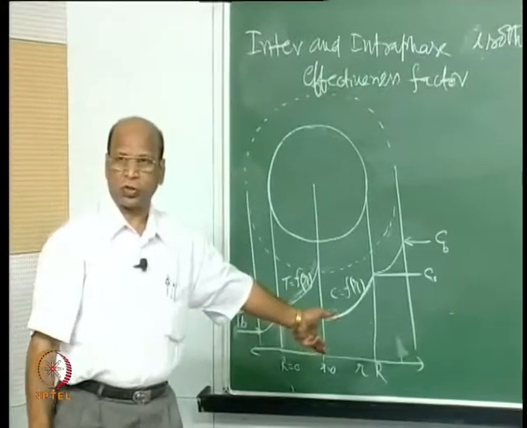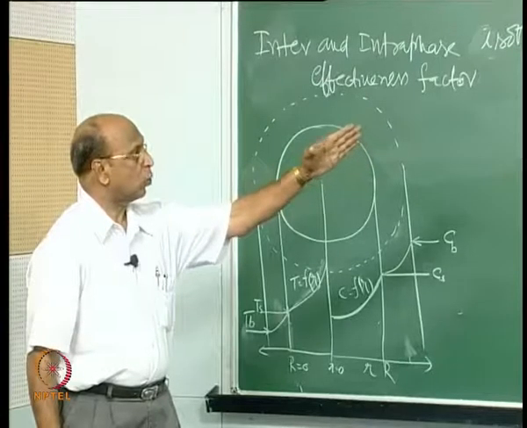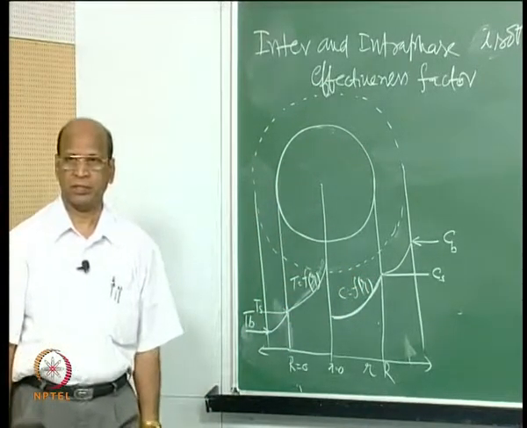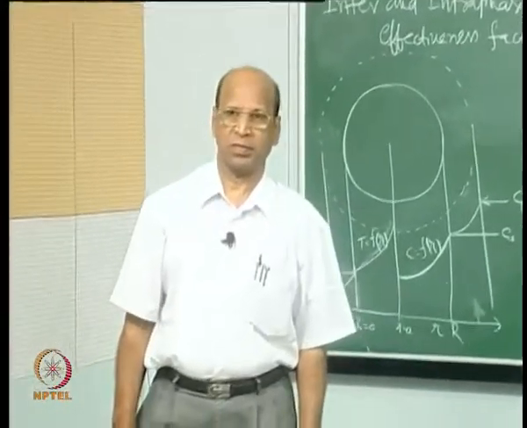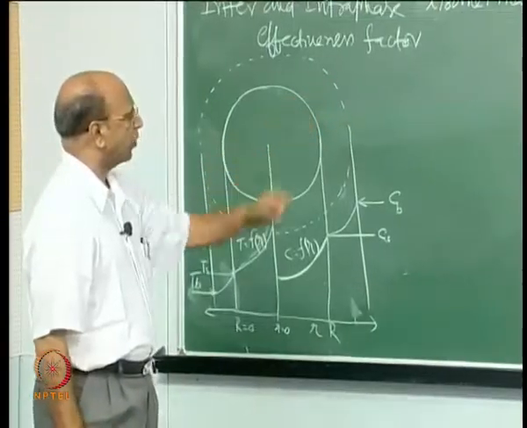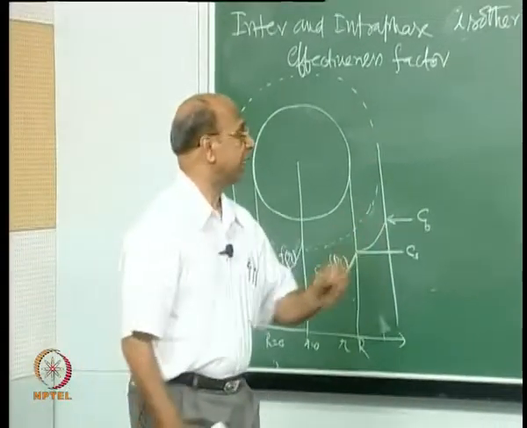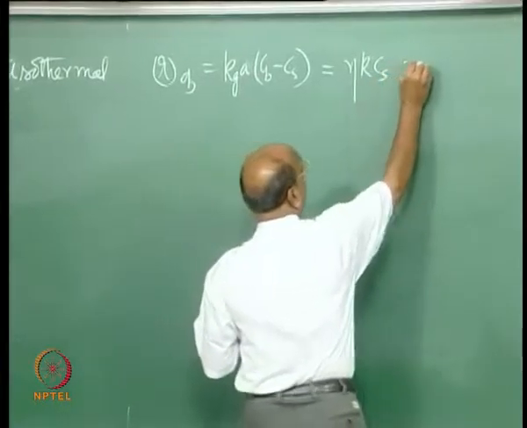I do not know whether you have understood this or not. Okay. Eta, when I multiply, if eta equal to 1, then it will be a straight line. There is no effect of intraphase mass transfer, no resistance. So, like that. When eta equal to 0.5, for example, you may have this kind of profile. So, that will take care of that. So, then we have this as equation 1.